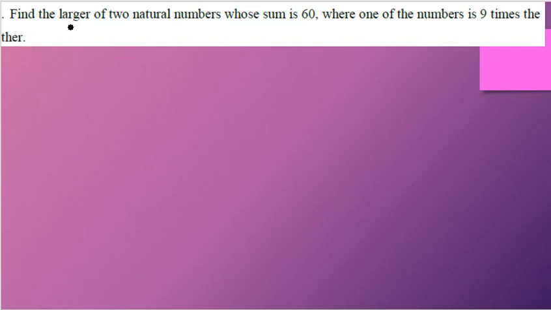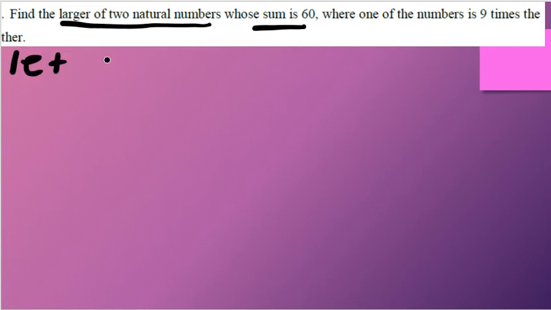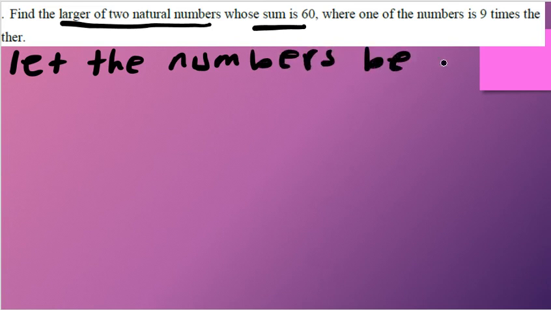It says find the larger of two natural numbers. That means the question is talking about two natural numbers, and then we are asked to find the larger of the two. But there are preconditions here. Their sum is 60. That means the first case here, what we have to say, let the numbers be x and y, obviously, because for this kind of word problem we are using x and y.